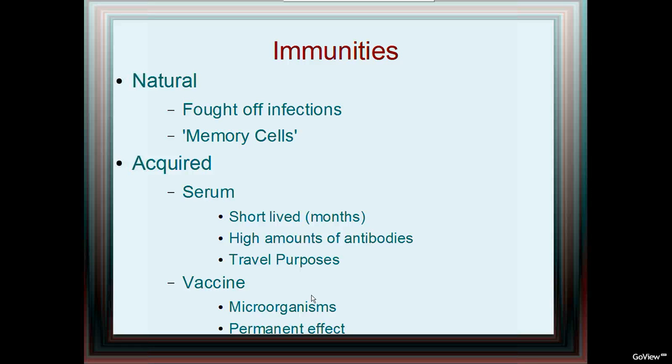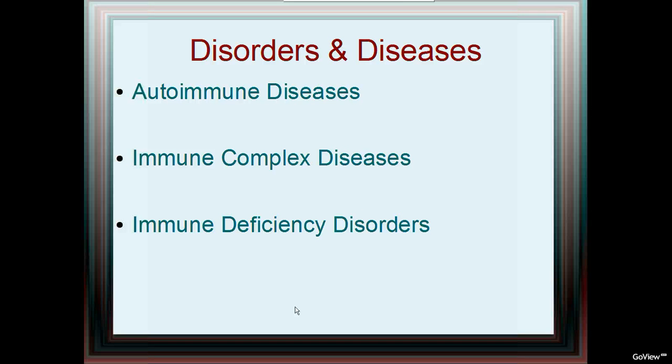Now, while we do have these immunities and all these cells to help us fight off infections, the immune system does have its weaknesses. There are three types of diseases and disorders. They are the autoimmune diseases, the immune complex diseases, and the immune deficiency disorders.